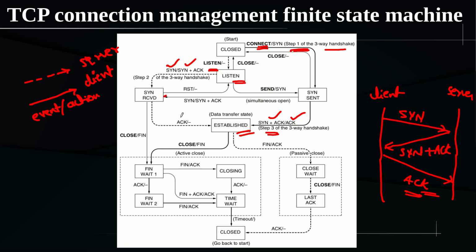Now from the client side, the server is getting the ACK, and for this ACK there is no response back, so that is why it is just represented by a dash, no action, that is the meaning. And it will also go for the established phase, and that is where the data transfer occurs. Okay, so it is clear.